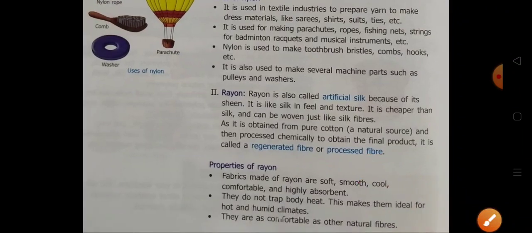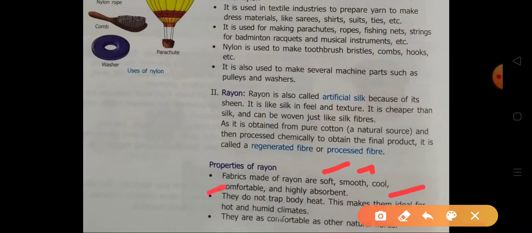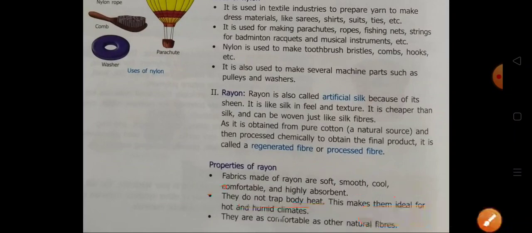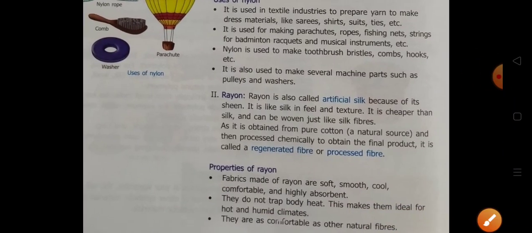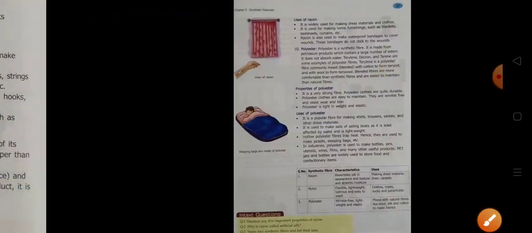Now the next is the properties of rayon. Rayon is what? It is soft, smooth, cool, comfortable and highly absorbent, just like cotton. It does not trap body heat. That means it absorbs the heat. It makes the body cool. So, since it does not trap the heat, it makes the body cool during humid climates, and it is comfortable to wear, similar to natural fibers.